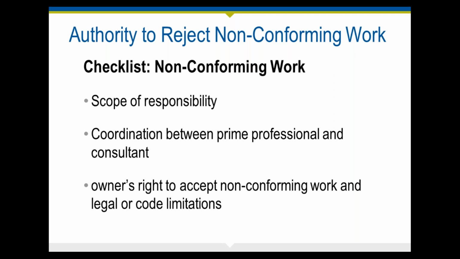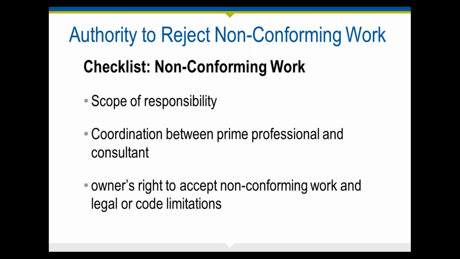So check what your scope of responsibility is. If you are a prime, say like an architect, and you have a consultant who's responsible for the HVAC system, your mechanical, make sure that the consultant is indeed involved and is providing you with appropriate guidance. Be aware that ultimately the owner generally has the right to accept non-conforming work, but if it does not meet code requirements, you need to be involved in that.